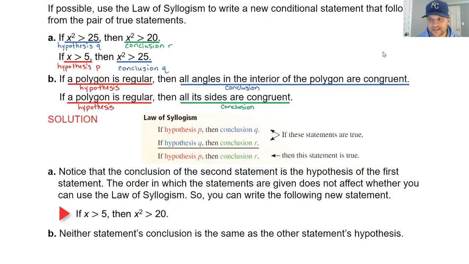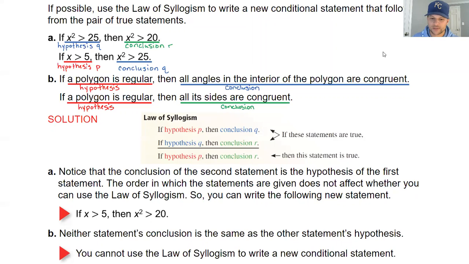So this is not using the law of syllogism. You cannot say that if two hypotheses are true in each statement, then you can put the conclusions together. These may both be separate true statements, but you cannot combine them with conclusion and conclusion as a new conditional statement. The law of syllogism has to match one hypothesis and one conclusion of two separate statements, not two hypotheses.